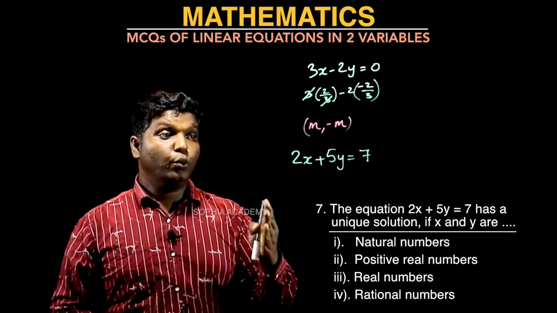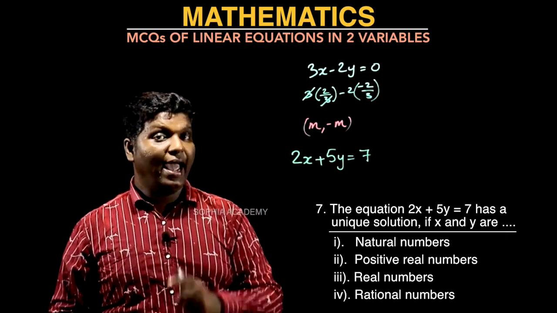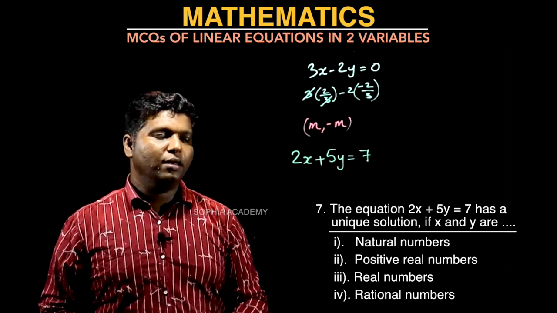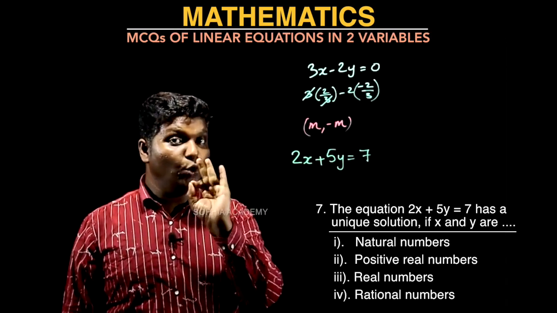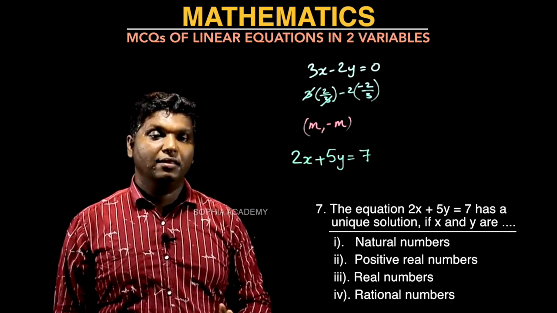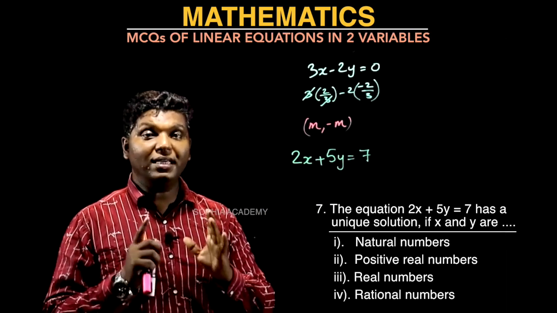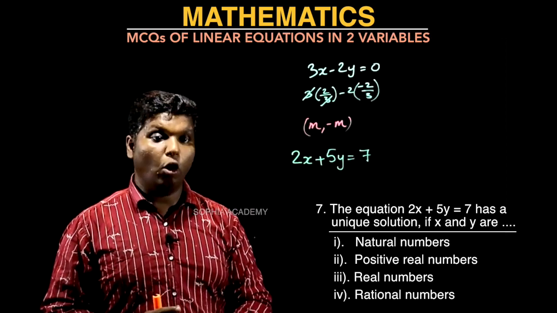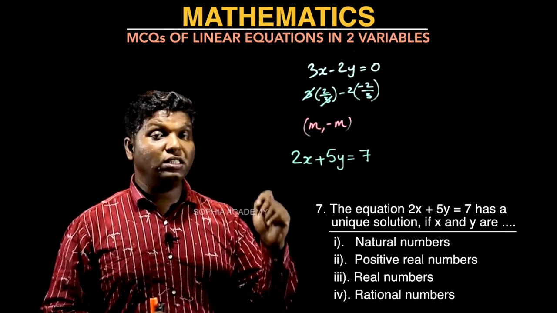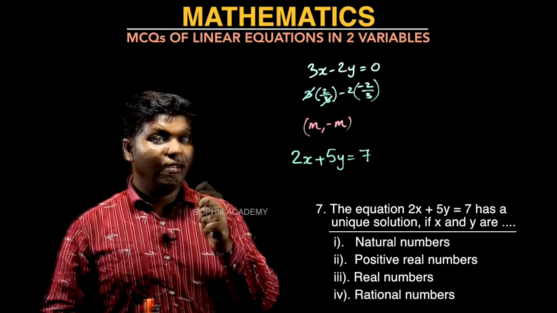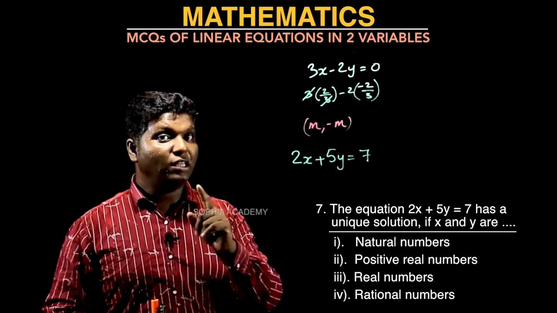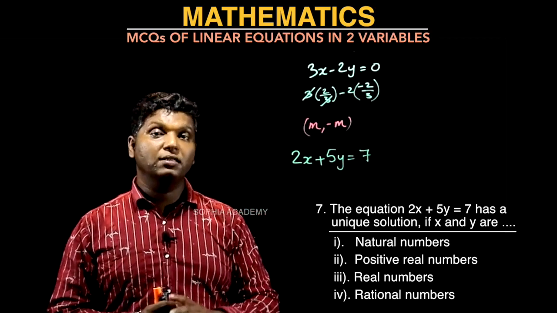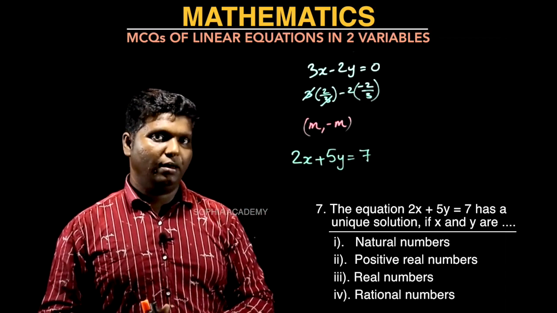Okay, one more question from this section. The equation 2x + 5y = 7 has a unique solution if... So if this equation is going to have a unique solution, then which among the following is the correct option? Option 1, x and y are natural numbers. Option 2, x and y are positive real numbers. Option 3, x and y are real numbers. And the final option, they are rational numbers. So there are 4 options. Among these 4 options, which is the right one?